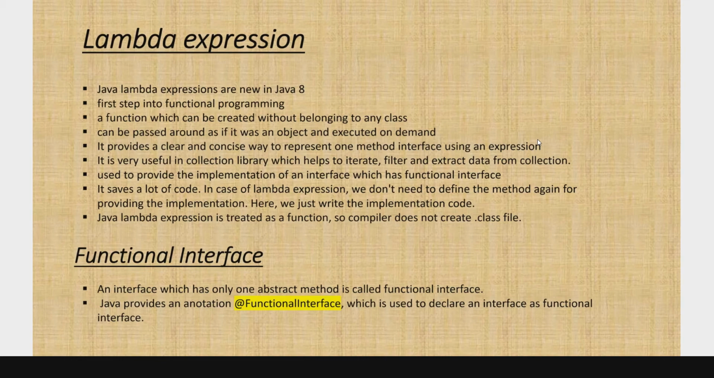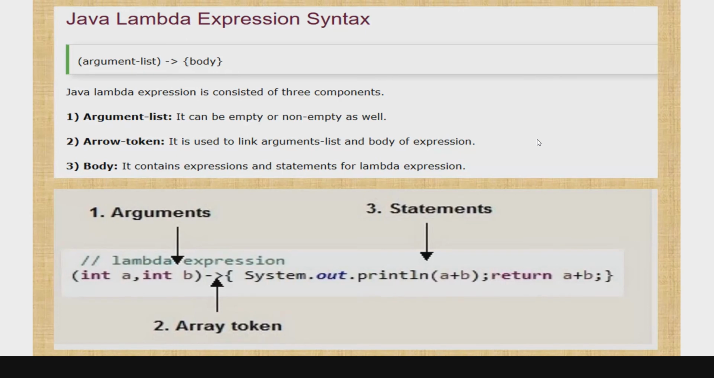The last point from the above: a Java Lambda expression is treated as a function, so the compiler doesn't create a .class file for it the way it does for an interface in a .java file. Okay, here you go, this is the syntax. The left hand side open and close parenthesis is the argument list. After that you have an arrow token, followed by open and close curly braces, which is the body. At the bottom, you can see an example.